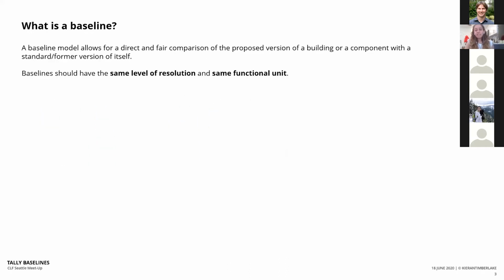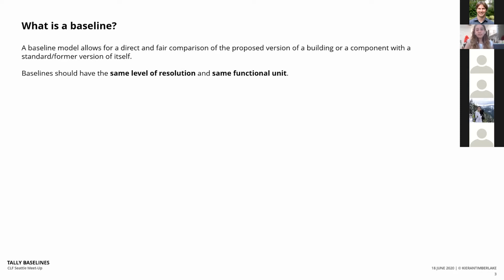So what is a baseline? A very simple definition is that a baseline is just something that allows for a direct and fair comparison of a proposed version of the building or a component of a building with a standard or formal version of itself. And it's very important that when we have a baseline and a proposed version, the two serve the same purpose: they have the same level of detail, same function, as well as same functional unit.